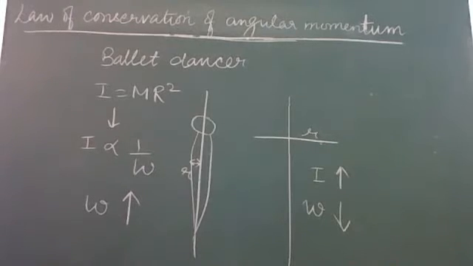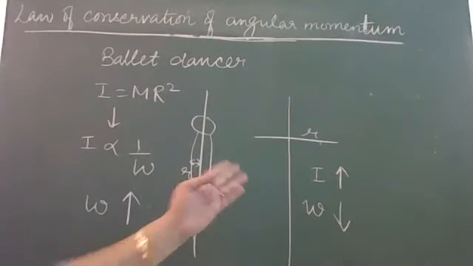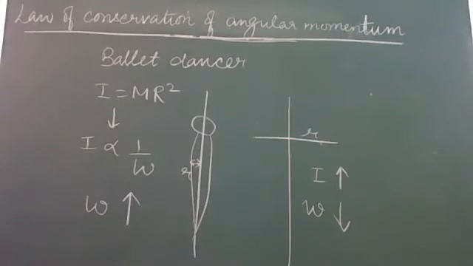So this is the case of a ballet dancer. When she dances on one leg, her speed of rotation increases, and when she stretches her arms and stretches one leg also, then I increases and angular speed of rotation decreases and she slows down.